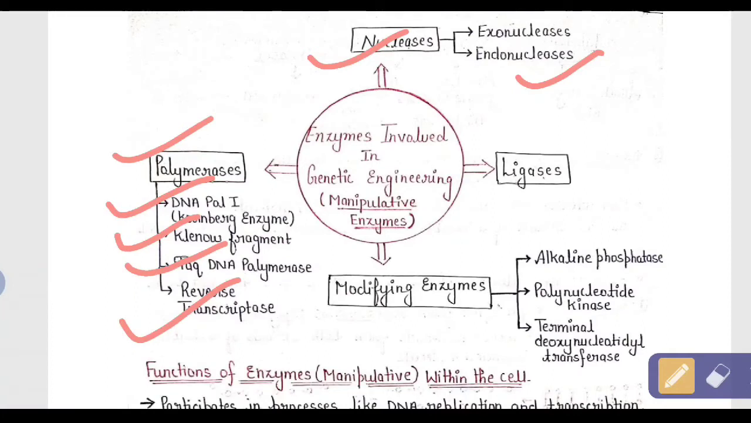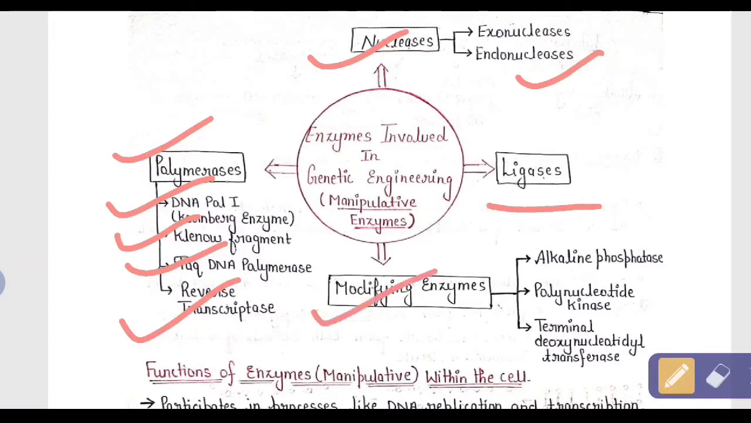Next in the category we have ligases. These are also enzymes involved in replication, and they basically perform the joining of the DNA sequences. They are basically the molecular glues, involved in the formation of phosphodiester bonds between the nucleotides. That is how they join the DNA sequences.